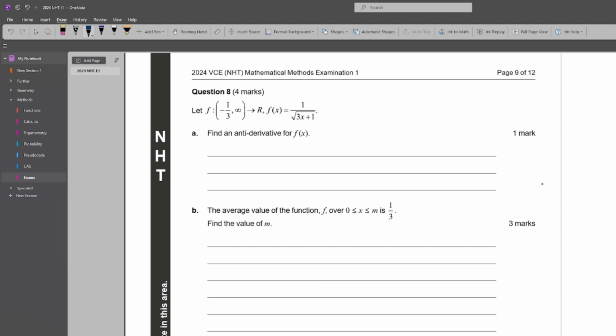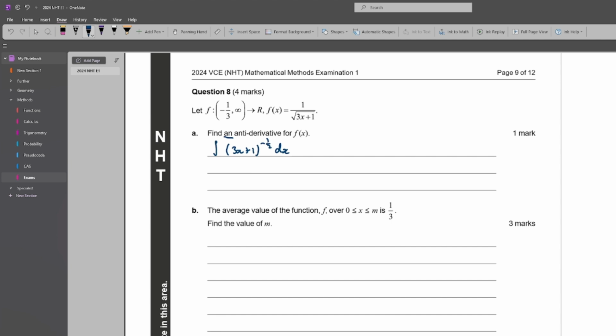Okay, we've got a function here. Find an antiderivative for f of x. Sure. So we can express this as 3x plus 1 to the power of -1/2 dx.